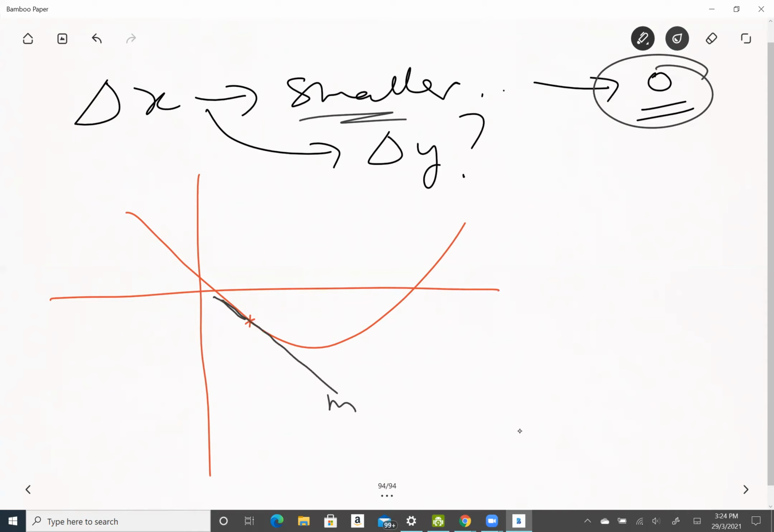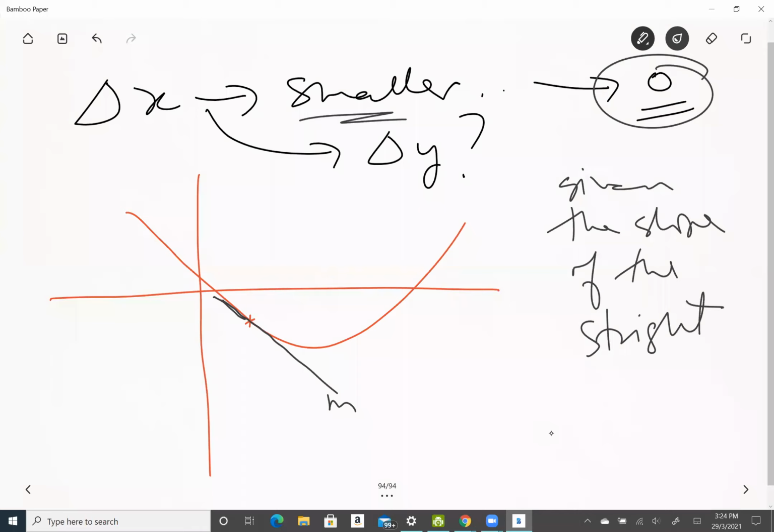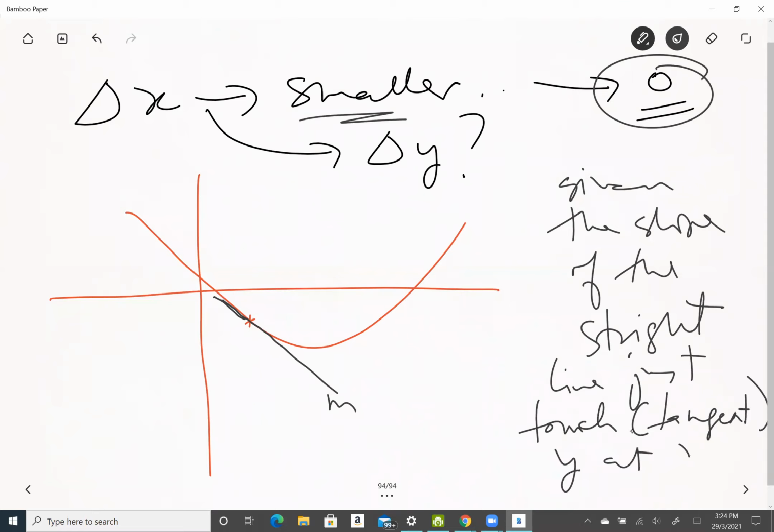That's it. The slope is given by what? Given by the slope of the straight line. Okay, the straight line just touches. Now, when we say just touch, that means the line is tangent to the curve, just touching y at x1. So just touch there, and it's tangent. Just touch means tangent. It's outside, just touching the curve.